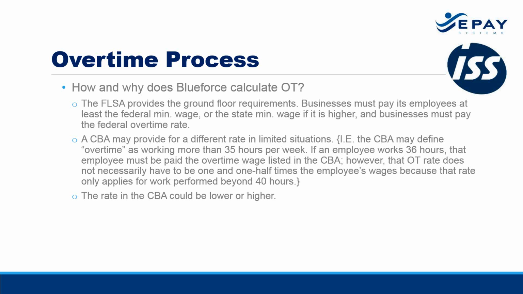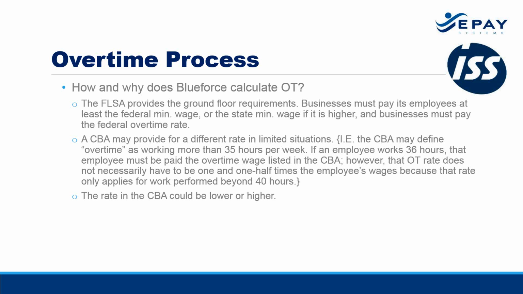More than likely it is time and a half, but sometimes it may be a little different based on what they wrote up. And the OT rate does not necessarily have to be 1.5 times the employee's wages, because that rate only applies for work performed beyond 40 hours. I bring that up for those that have unions, because there are a few unions out there that do request or require that overtime be paid at a different hour threshold. So in that case, keep in mind that we only have to pay time and a half per the federal rule, which is beyond 40 hours.